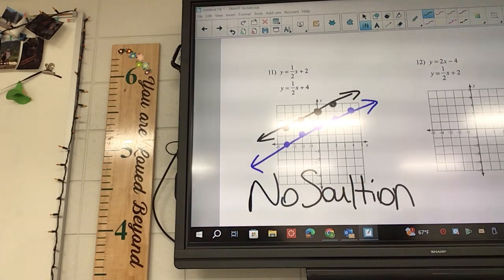It's supposed to be going that way. You're going up and over. This line is, they're both negative lines. So you should have went from here down one over two this way.